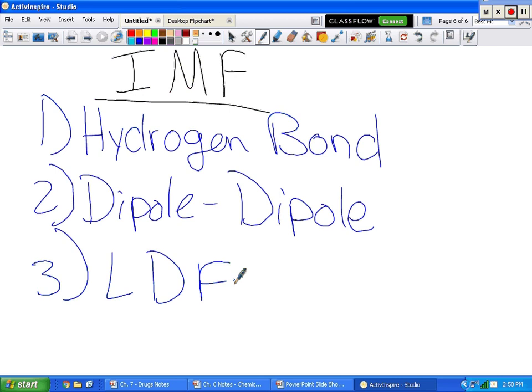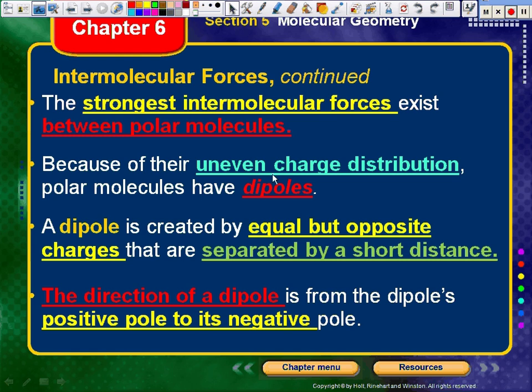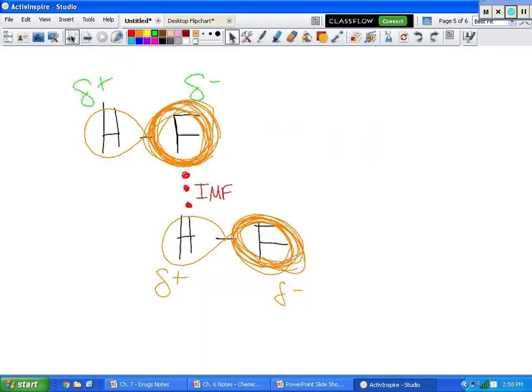So when we look at this, this tells me that the strongest intermolecular force exists between what? And this is important. 2 what? Polar molecules. And this is the next key word. Because of their uneven charge distribution, polar molecules have what? Dipoles. Now let me think about something. What does di mean? What does pole mean? What's the two poles? Positive and negative. So this is interesting. You told me just a few minutes ago that this HF is polar or nonpolar. Polar. Does it have two poles? So what can we call this? This is the dipole.